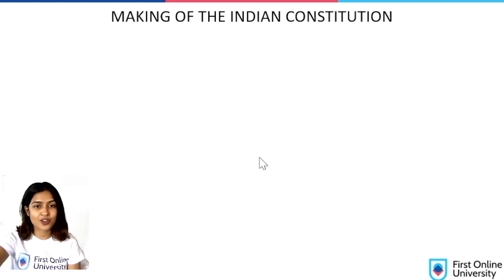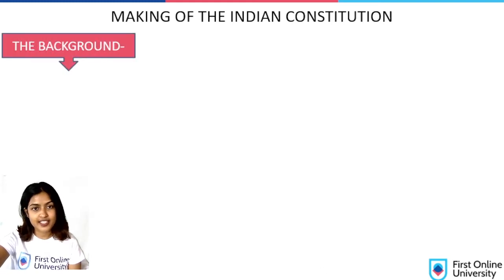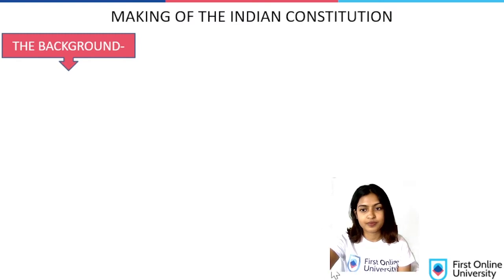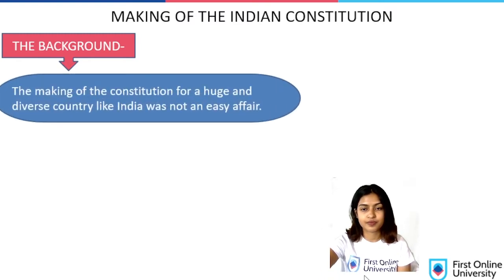Let's see how the Indian Constitution was made. First, let's go into the background. The making of the Indian Constitution was for a huge and diverse country. You know, India is a huge and a diverse country. So hence, making a constitution that is common to everyone with equal rights was definitely not an easy affair.